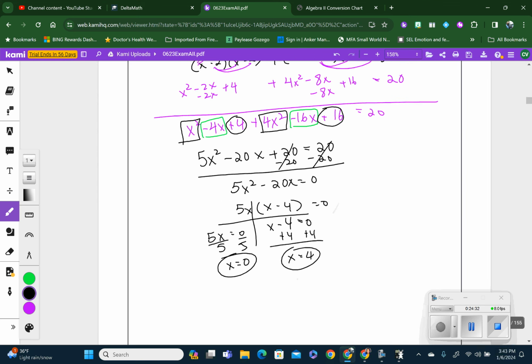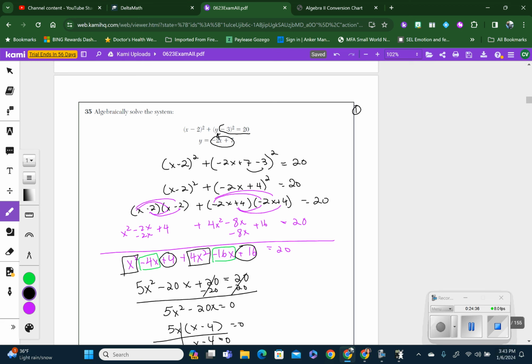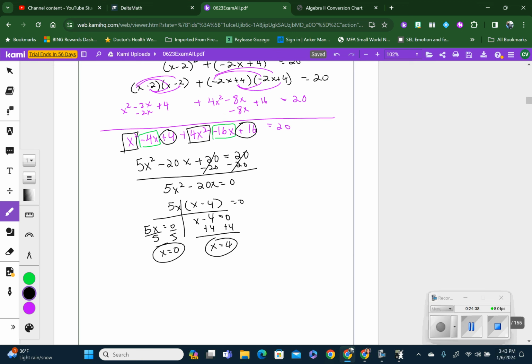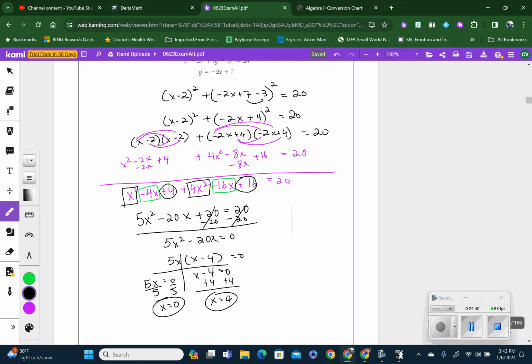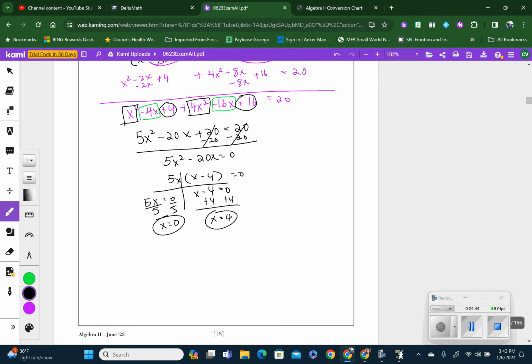Okay, so now I look back at my question. Do I just have x's, or do I have x's and y's? And I have x's and y's. So now that I found my x's, I can plug that in. I would plug it into the second equation, y equals negative 2x plus 7.